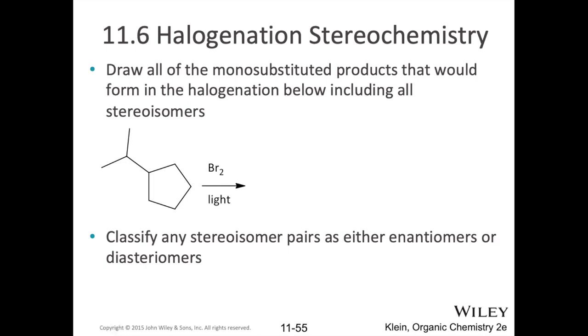Okay, let's try another one out here. So here we have a molecule with multiple tertiary sites. Go ahead and draw out all the monosubstituted products that we'd form here. And then ask yourself, when we look at some of the pairings that form up, decide if they're enantiomers, diastereomers, or what have you.